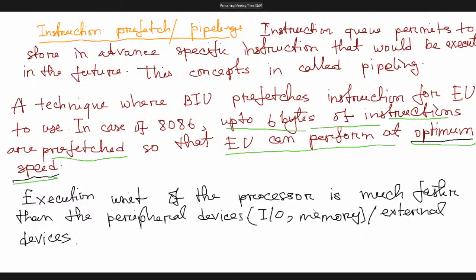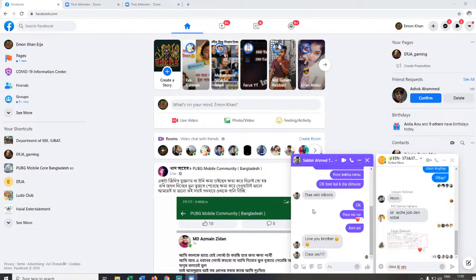And please study from the book, chapter 1. Okay? Please study from the book, chapter 1.